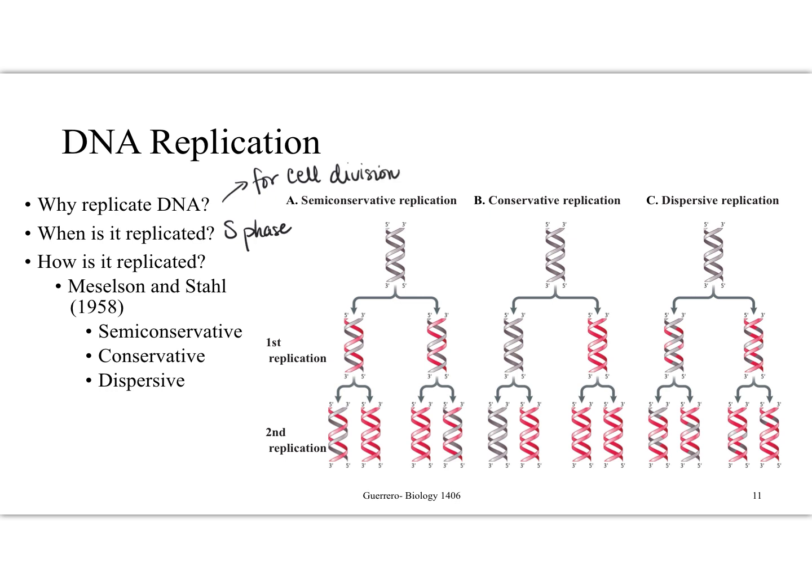Okay, so how does replication happen? Like, what does the process look like? Well, DNA scientists Meselson and Stahl in 1958 were the first ones to do work on exactly what the DNA replication process looks like. And they came up with 3 possible hypotheses. They thought, well, it could be a semi-conservative process, it could be a fully conservative process, or it could be a dispersive type of replication. Those were their 3 options.